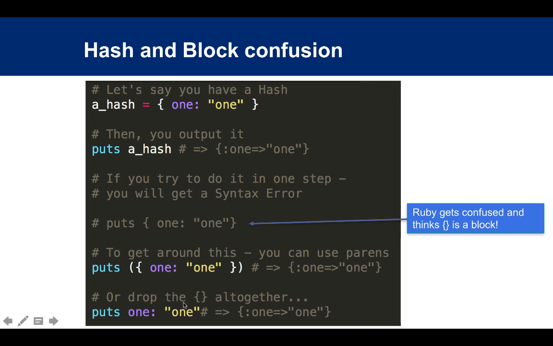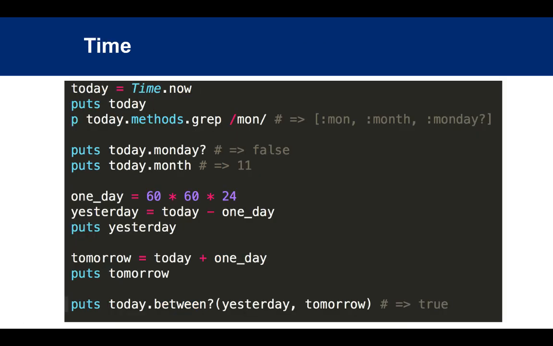Or the other way to get around it is you drop the curlies altogether. So you do puts 1, 1, and this way a block has to have either curlies or do end. So in this case, there are no curlies, so it says, okay, this is not a block, obviously, because it doesn't have curlies, so it must be a hash.